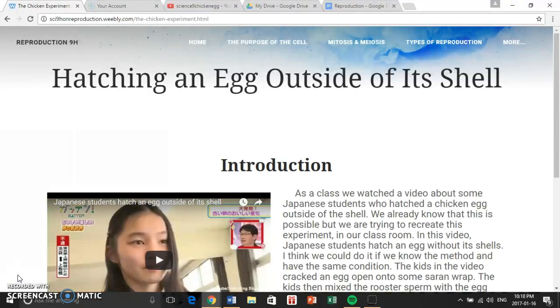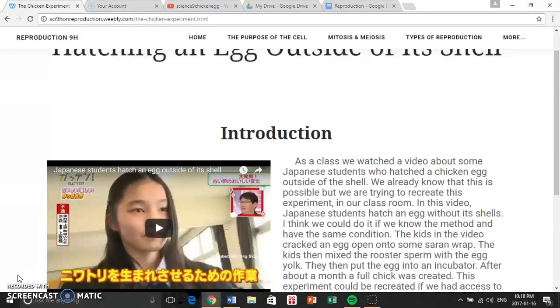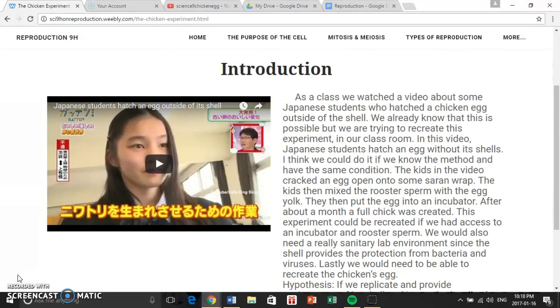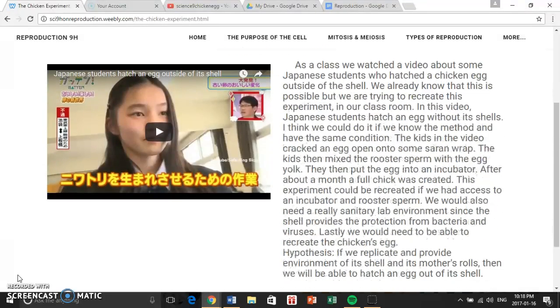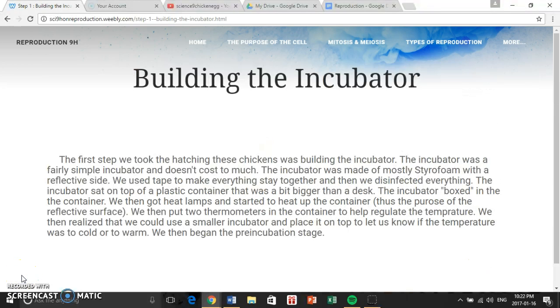The chicken experiment. As a class, we watched a video about Japanese students who hatched the egg outside of its shell. We then proceeded to redo the experiment in our own classroom. The following steps show how we did it and what our results were. The first step was building the incubator.